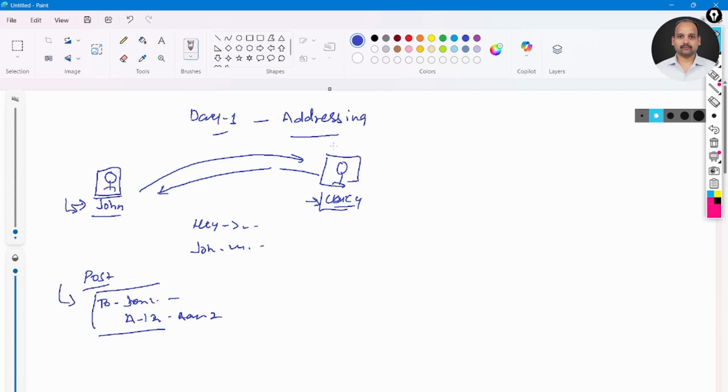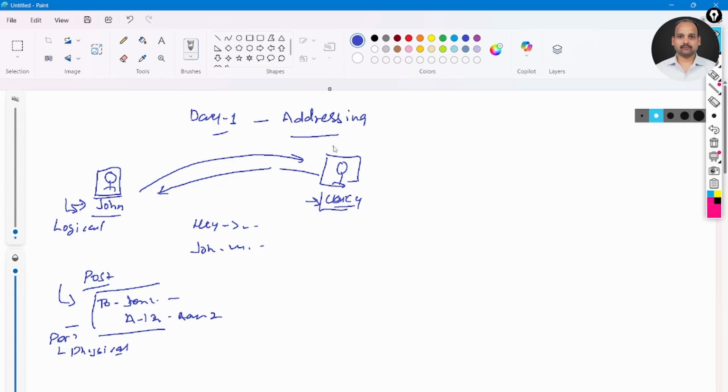One is the name, which is called the logical address, and one is where John stays, that is the permanent address, or you can say the physical address. The physical address is required because the postman, or whoever is going to deliver your post, will identify that John stays in this area, in this apartment, and on this floor. Then they are going to deliver it.